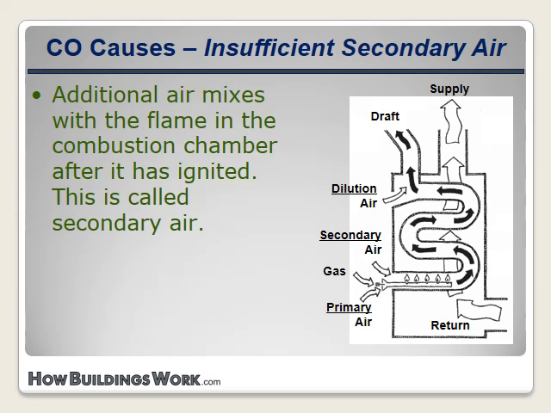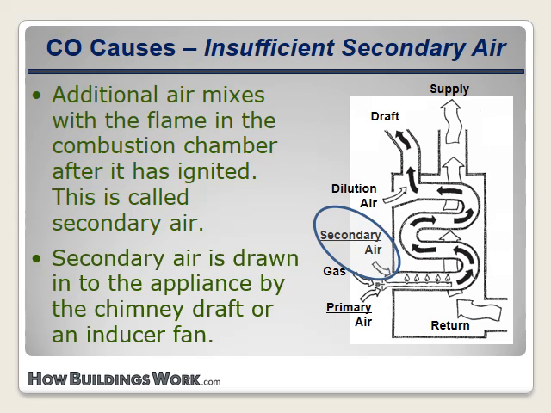In addition to primary air, appliances draw in air to mix with the flames after they've been ignited. This is called secondary air, and it helps to ensure that every carbon molecule is exposed to plenty of oxygen. The secondary air is actually drawn into the combustion chamber by either the chimney draft or the suction of an inducer fan. It's helpful to think of the entire system as one long tube, from the burner through the heat exchanger and out of the house through the chimney or flue pipe. So if the draft out of the flue is weak, then the flow of combustion air into the combustion chamber will also be low, and carbon monoxide could result.